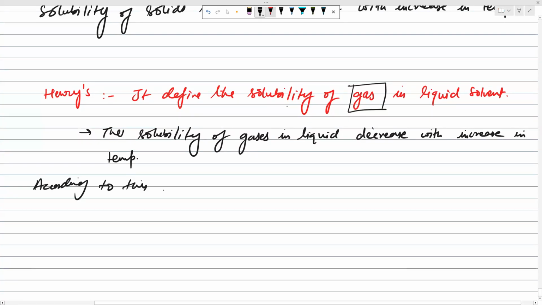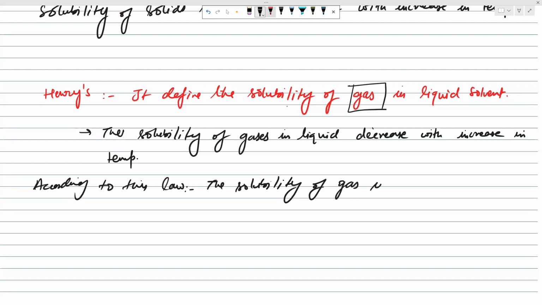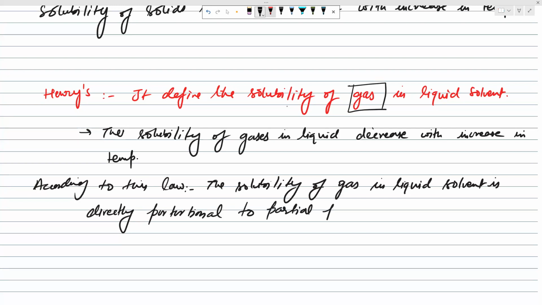According to this law, the solubility of gas in liquids (solvent) is directly proportional to the partial pressure of that gas over the surface of water.